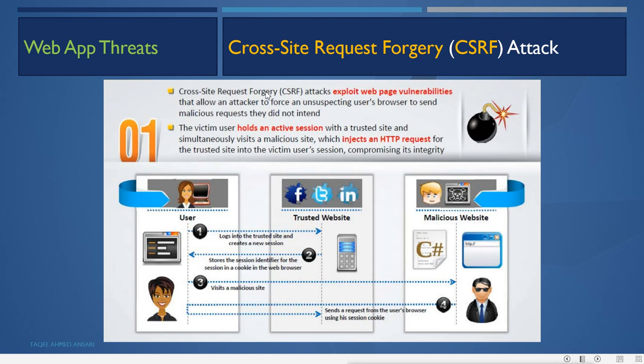Cross-site request forgery attacks exploit web page vulnerabilities that allow an attacker to force an unsuspecting user's browser to send malicious requests they did not intend. The victim user holds an active session with a trusted site and simultaneously visits a malicious site, which injects an HTTP request for the trusted site into the victim's user session, compromising its integrity. That means it is very simple.